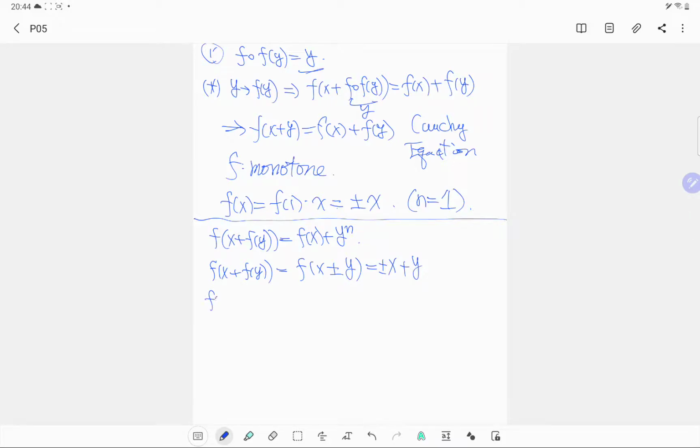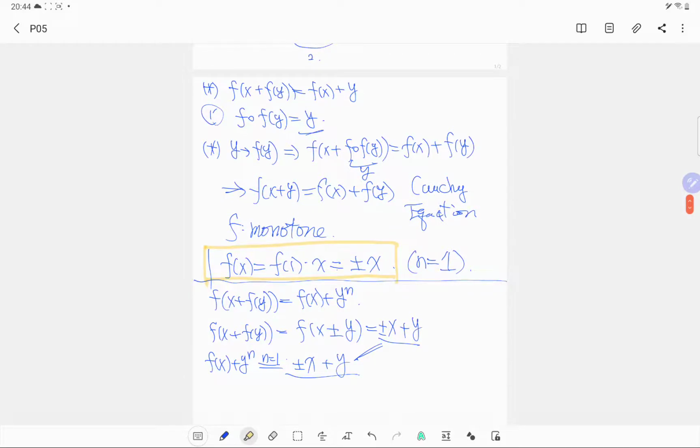For the right hand side, f of x plus y to the nth power, given n to be 1, would be plus or minus x plus y. So both are answers. Finally, we can conclude that f of x equal to plus or minus x is the solution to the original functional equation. And this is the end of this video.